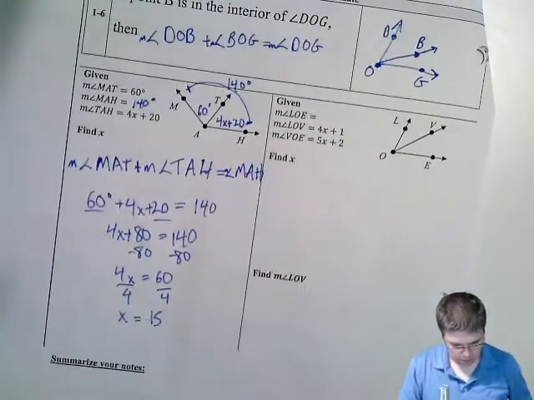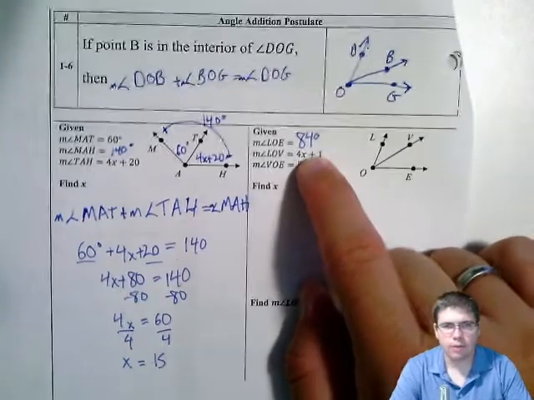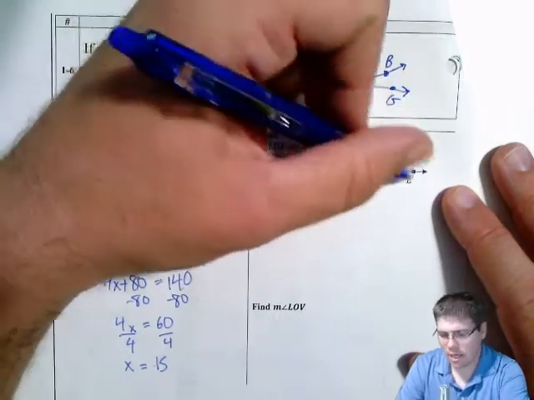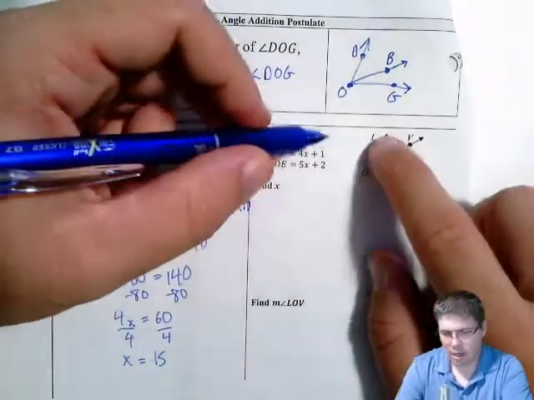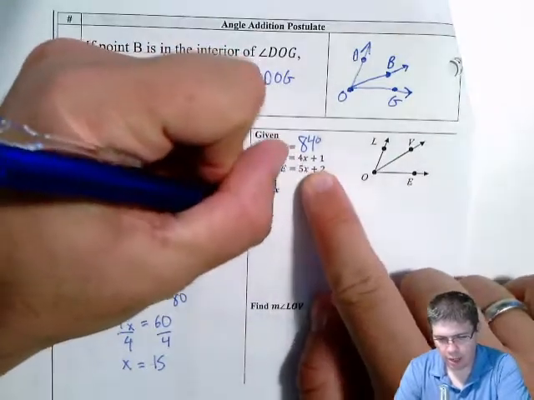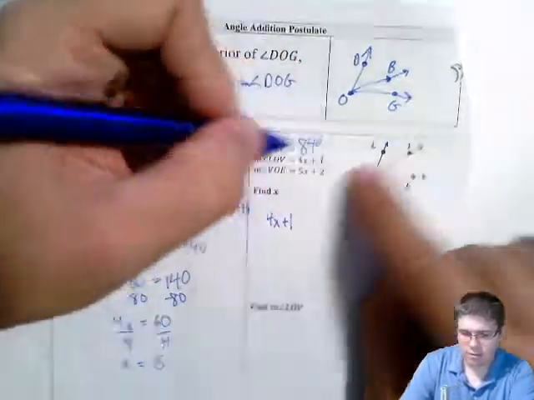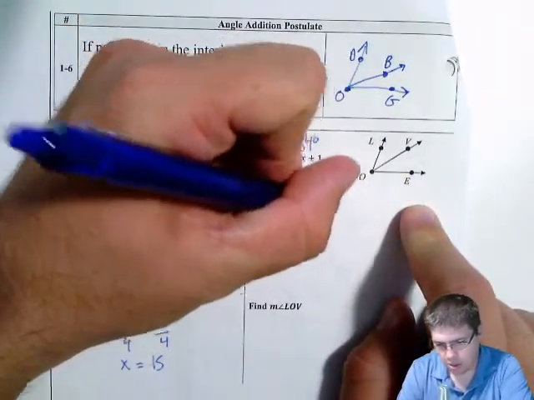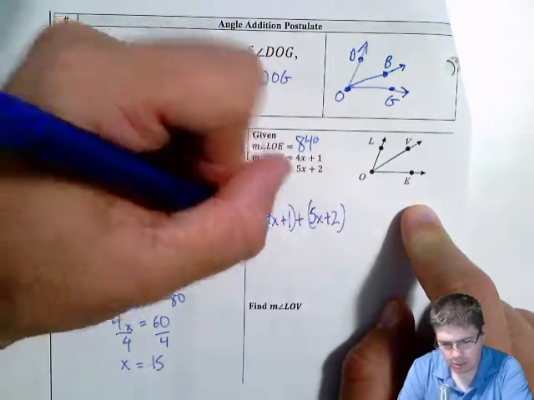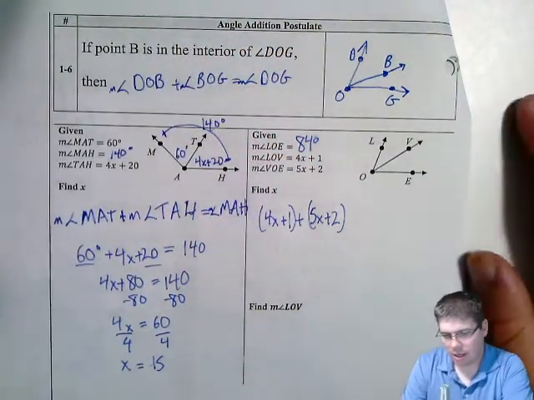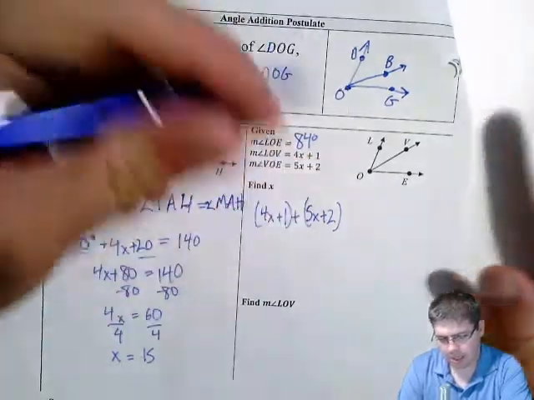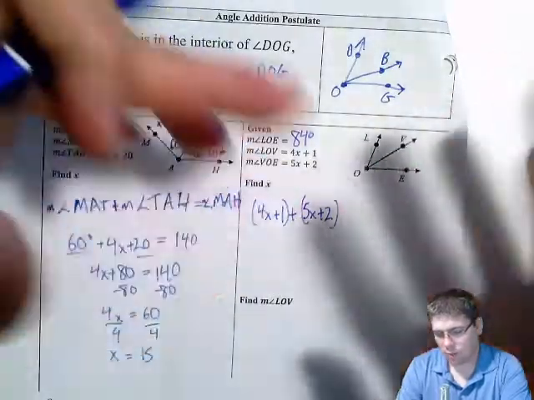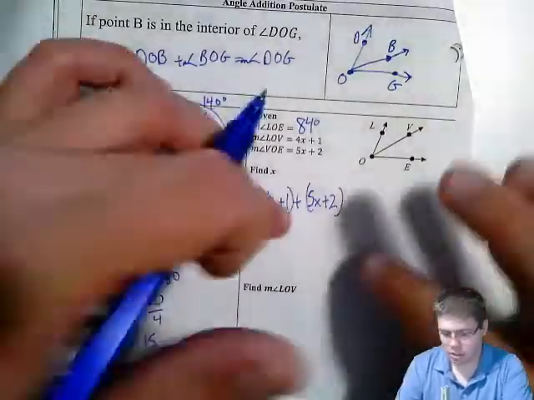All right, this one we need to add that this should be 84 degrees so that we can set up and solve. We know LOV plus VOE is equal to LOE. So LOV was this one, 4x plus 1, plus VOE, which is 5x plus 2. You can throw those in parentheses. A lot of times when we're plugging things in, we'll throw them in parentheses. But because we just have addition, with no multiplication and nothing to distribute, it really doesn't matter.